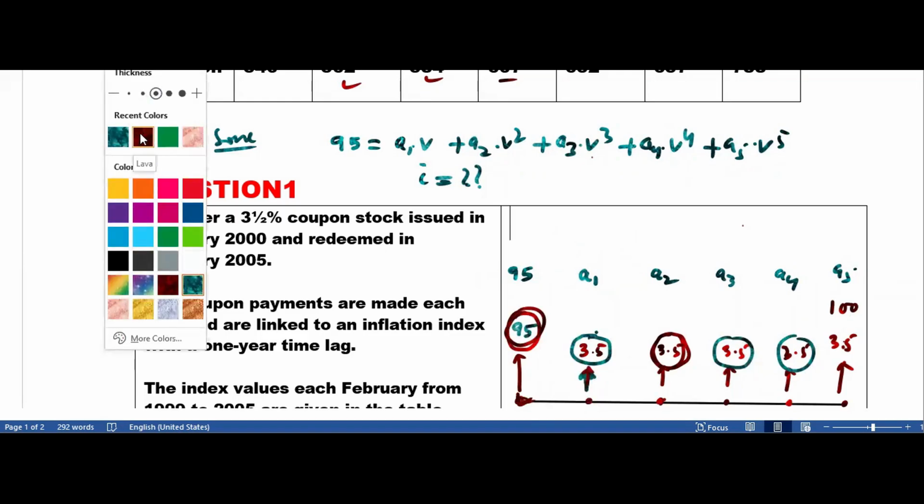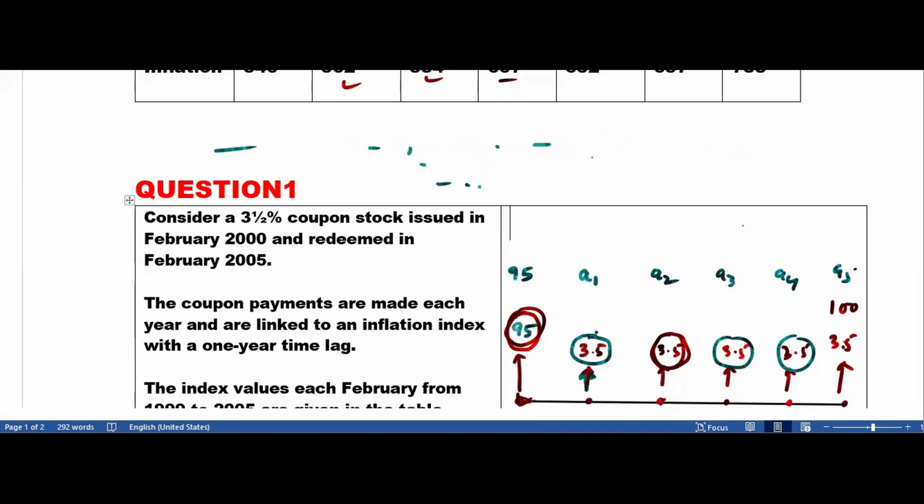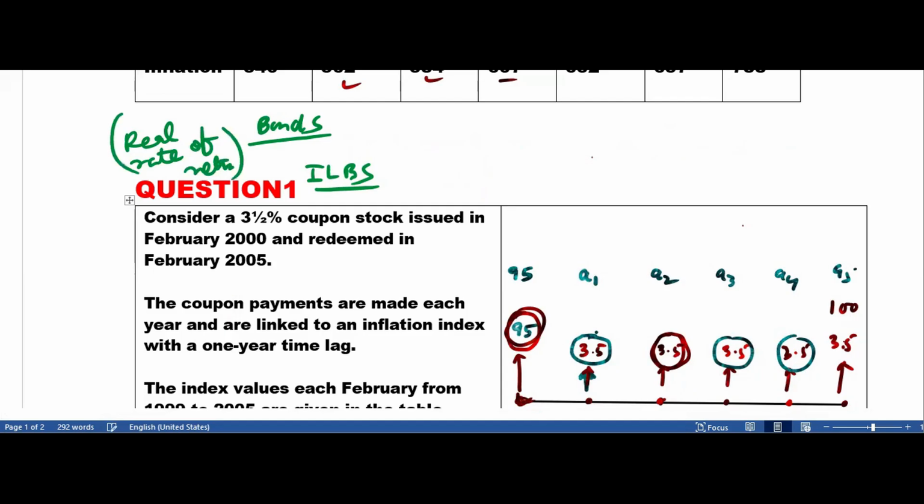Okay. So when you find the real rate of return, what will happen? In case of the real rate of return, you have to use the inflation index. Let me write here. Suppose I write both bonds and index linked bonds, and I will find the real rate of return for both. In case of bonds, I will use these values. Okay, 95 is equal to, as you already answered, 3.5 multiplied by V. This is the first term and this will be the last term.